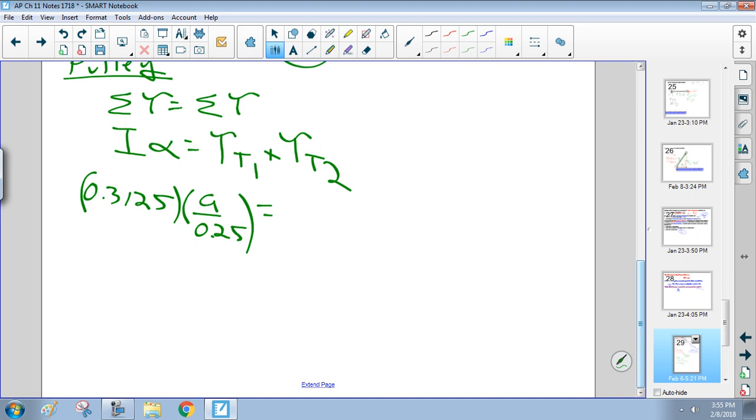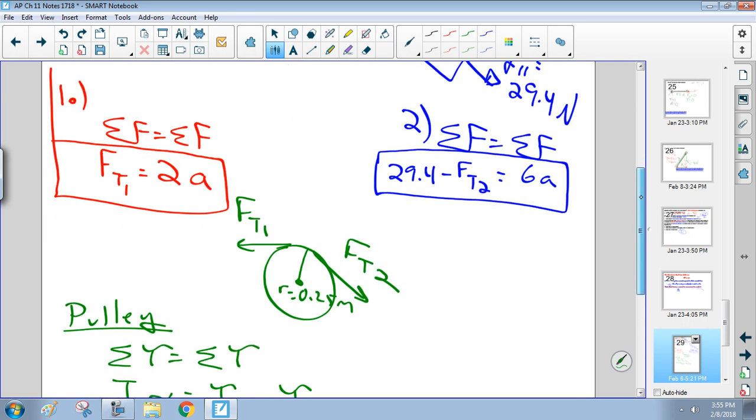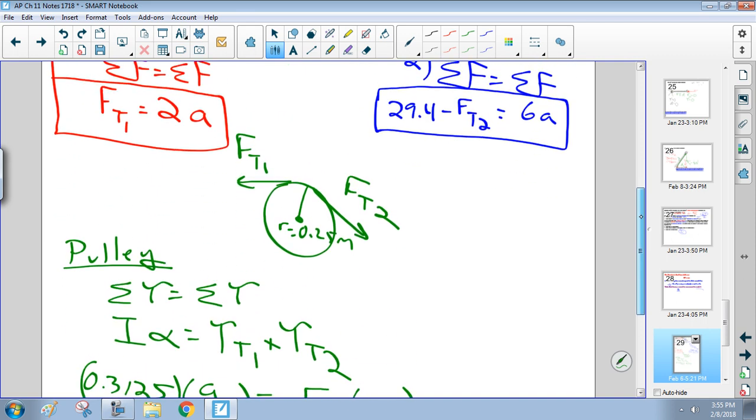Okay, that equals the torque from tension 1 plus the torque from tension 2. So the torque from tension 1 is the force of tension 1 times 0.25, right? Force times radius. And notice, this is important: your rope is always tangent to the circle and thus perpendicular to your radius. So this is perpendicular, this is perpendicular.